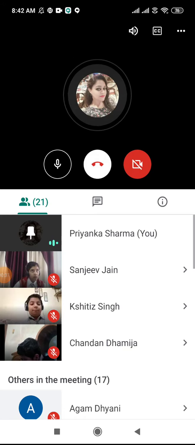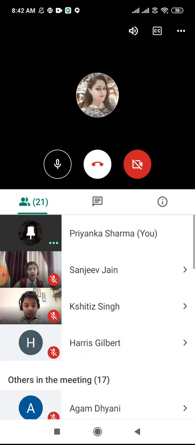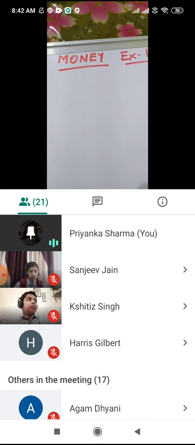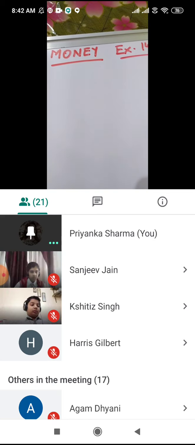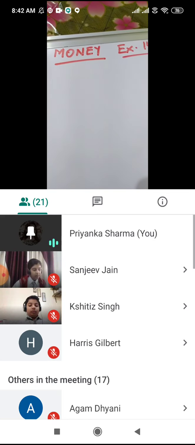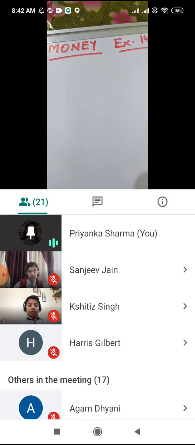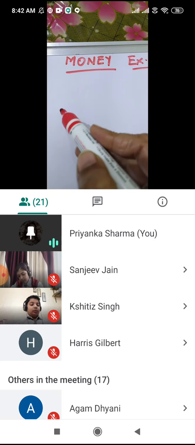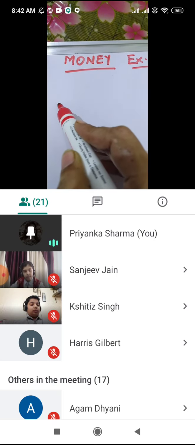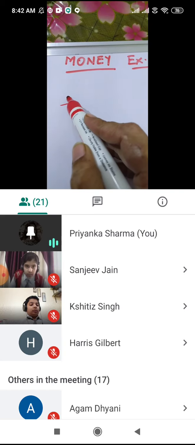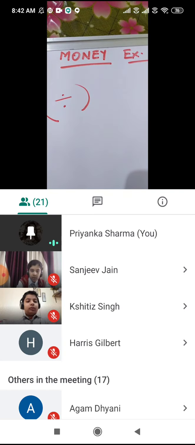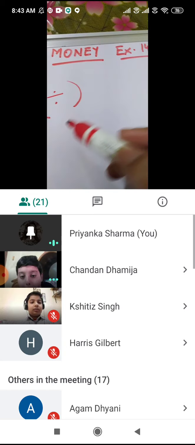Now here we are going to start a chapter called money today. And in the first question, it says which one is a better deal? Deal means to take out or to find out anything. Here basically we use this sign. What is this sign called? A divide sign? Yes.